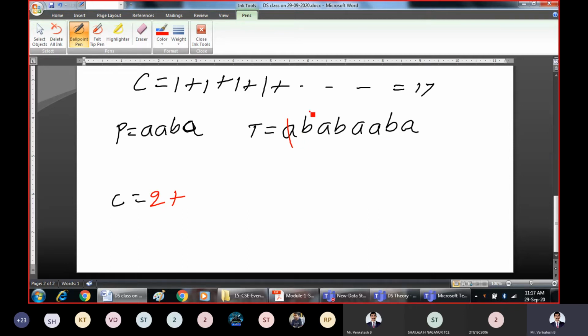What is the first character here? B. What is the first character that we want? A. Are they matching? No. So this and this, they are not matching. How many comparisons have we made? We have made one comparison. As it is not giving us any required substring, I will ignore this character also. The given string, ignore this character also. What I will do now, I will erase that.